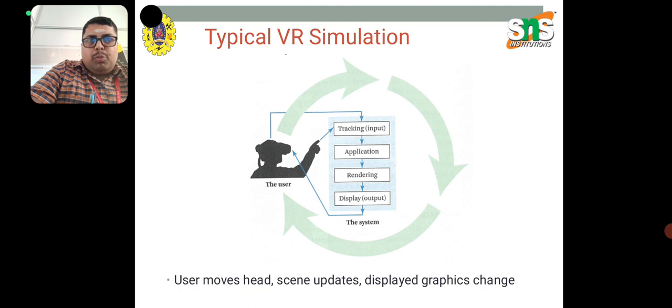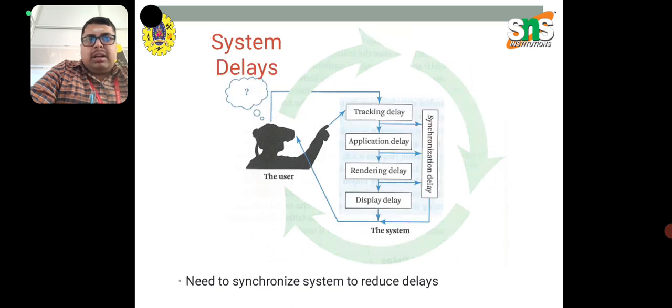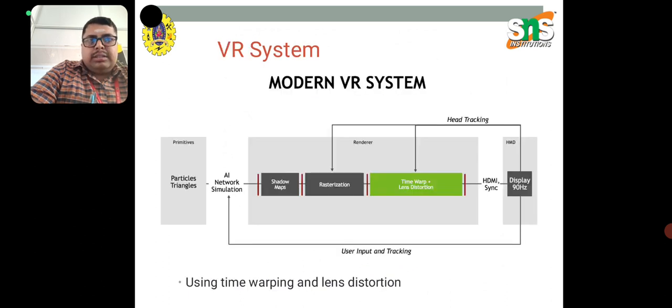The output is given to the HMD, that is the head mounted display. When the user moves the head, the scene updates and the display graphics change. Next, there is the system delay. The system delay can be tracking delay, application delay, rendering delay, and display delay. These delays can be compensated by synchronization, so the system needs to be synchronized to reduce the delays.